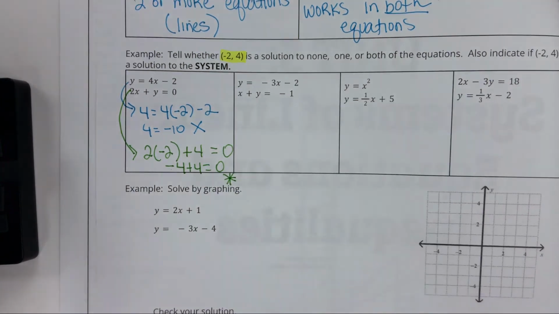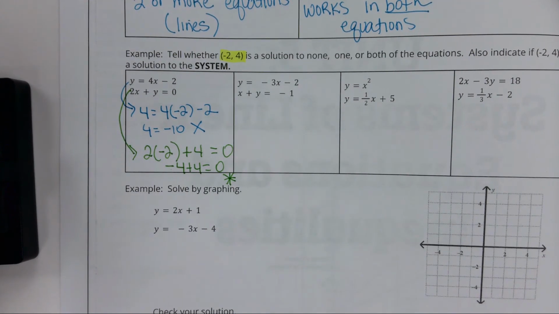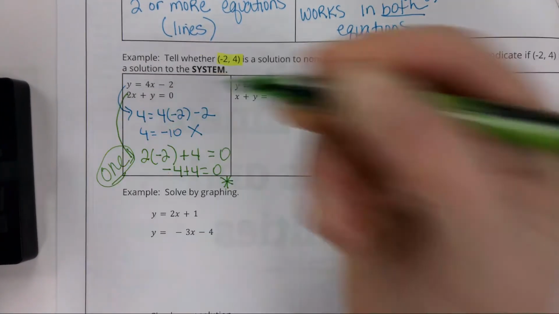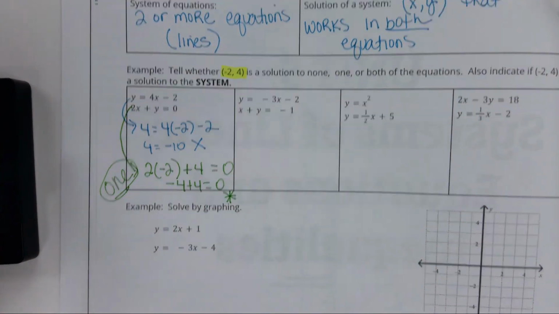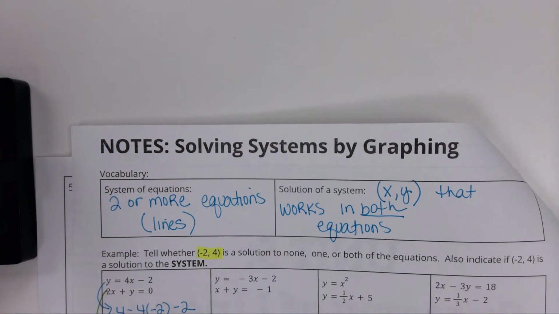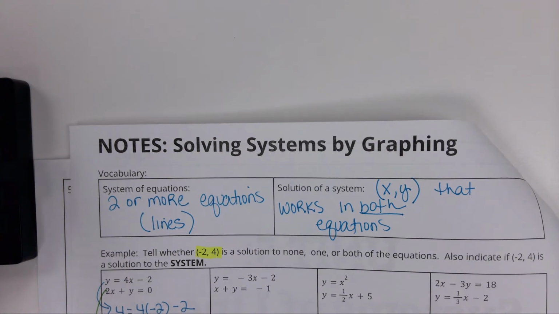So how many did it work in? None, 1, or 2? 1. Does that mean it's a solution to the system? No, because to be the solution to the system, it's got to work in both. Yeah, it's got to work in both. Okay.